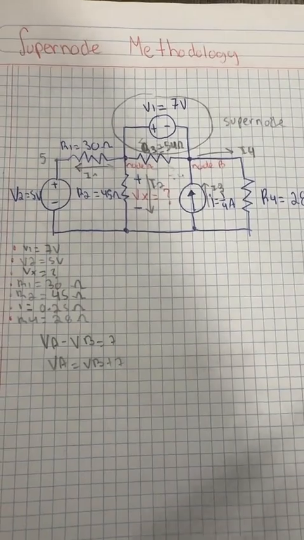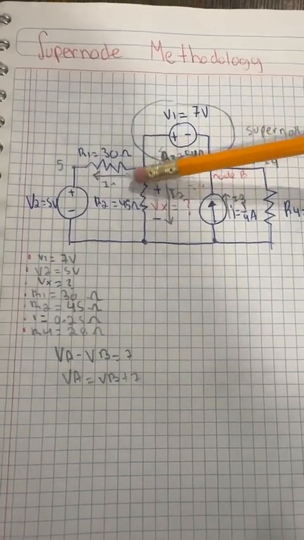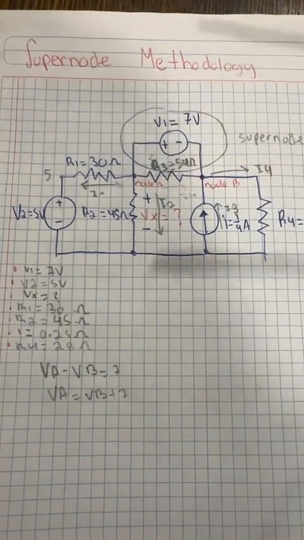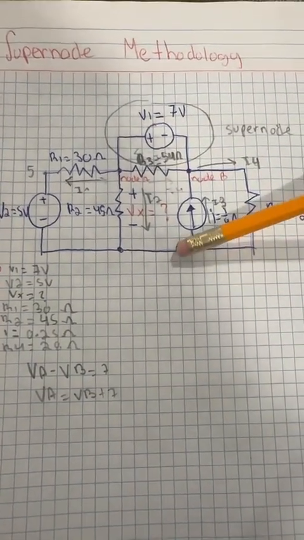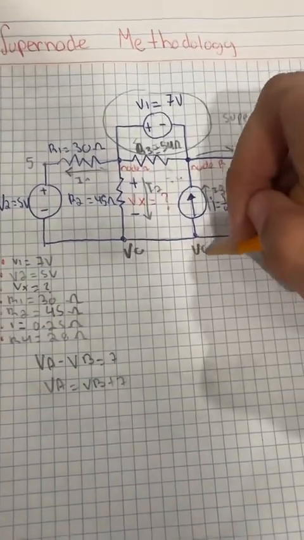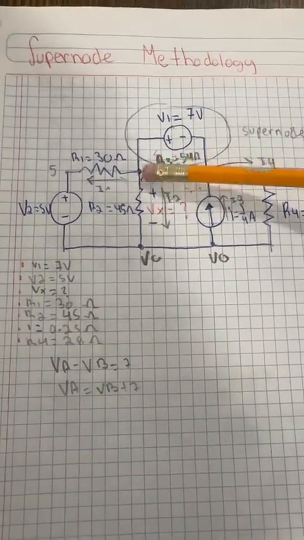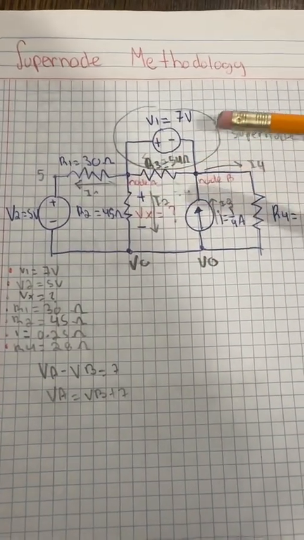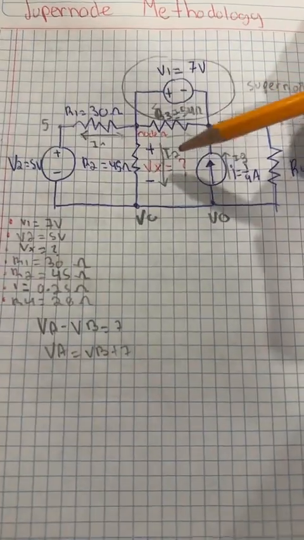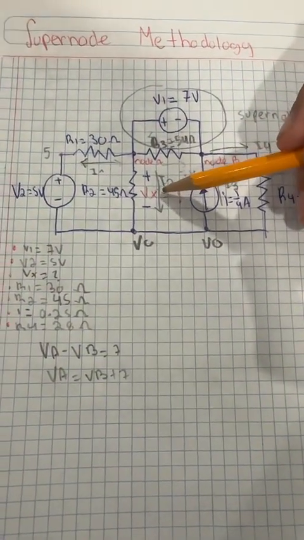So the first step that I do is to define the direction of the currents and the nodes. Here we have our ground, so this will be V0 and V0. And here is our node A, or VA, and our node B, or VB. And this is the voltage that we need to know.